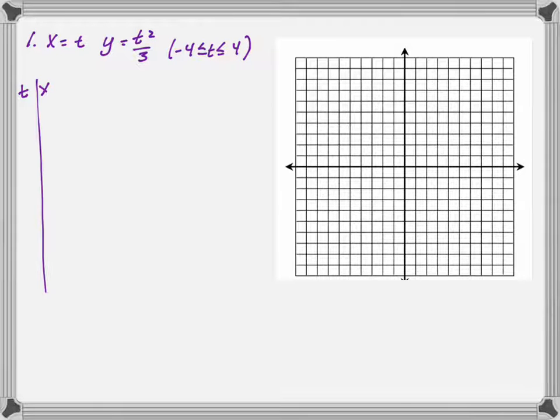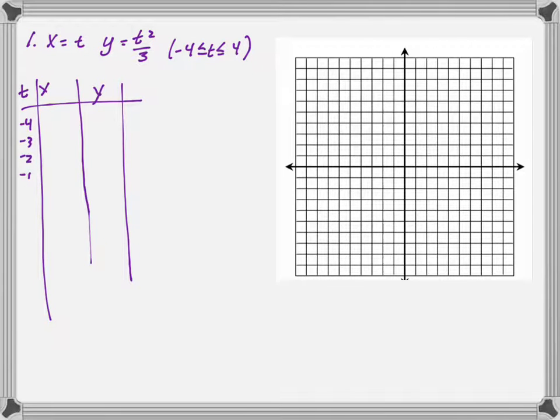T, x, and y. Okay, so t is -4, -3, -2, -1, 0, 1, 2, 3, and 4. And we will start substituting in. So just putting t here, this will be the same then. -4, -3, -2, -1. That was easy. 0, 1, 2, 3, 4.